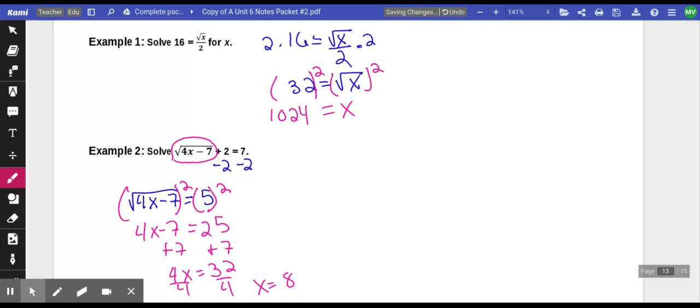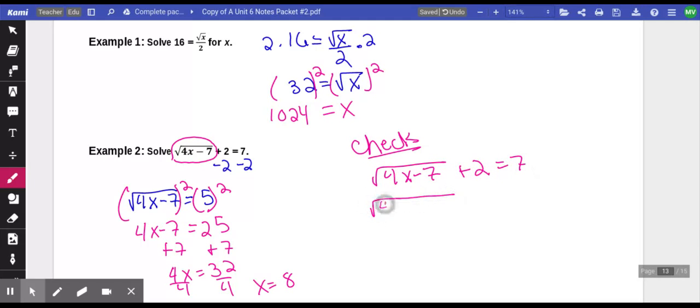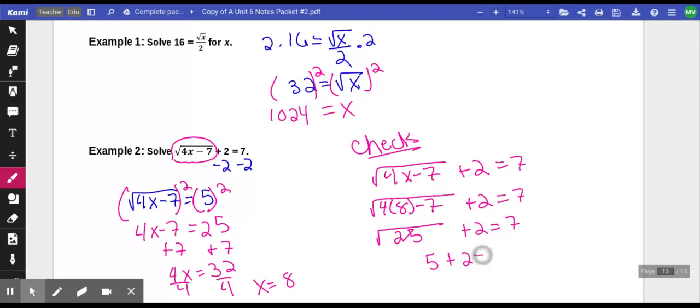Now I should check these. To check, I start off with the original equation and then I substitute. So it's 4 times 8 minus 7, plus 2 equals 7. 4 times 8 is 32, minus 7 is 25, plus 2 equals 7. The square root of 25 is 5, plus 2 equals 7. And it checks.